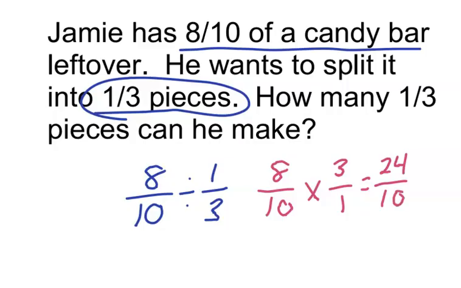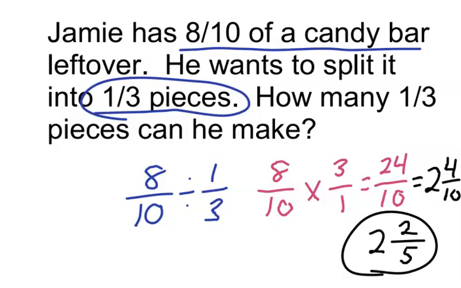How many times does 10 go into 24? Well, if you count by tens, it's 10, 20, so 2 tens. We've used up 20 of the 24, so how much is left over on top? That would be 4 out of 10. Not quite finished yet, though, because we can reduce 4 and 10. 2 goes into 4 twice. 2 goes into 10 5 times. So, the final answer, once we simplify, is 2 2/5.